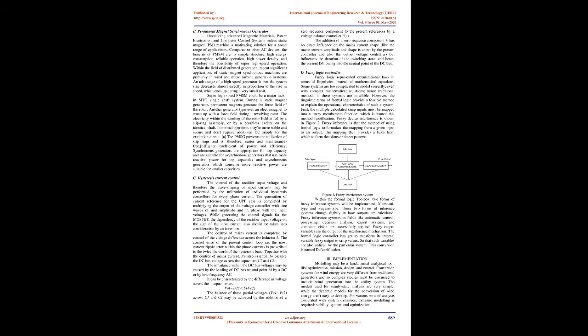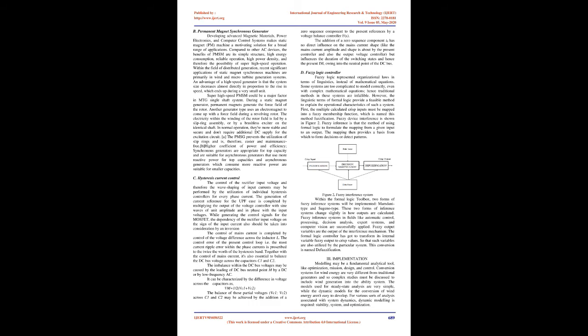The control of mains current is completed by control of the voltage difference across the inductor L. The control error of the present control loop, i.e. the maximum current ripple error within the phase currents, is limited to twice the value of the hysteresis band. Together with the control of mains current, it's also essential to balance the DC bus voltage across the capacitors C1 and C2. The imbalance within the DC bus voltages may be caused by the loading of DC bus neutral point M by a DC or by low frequency AC.